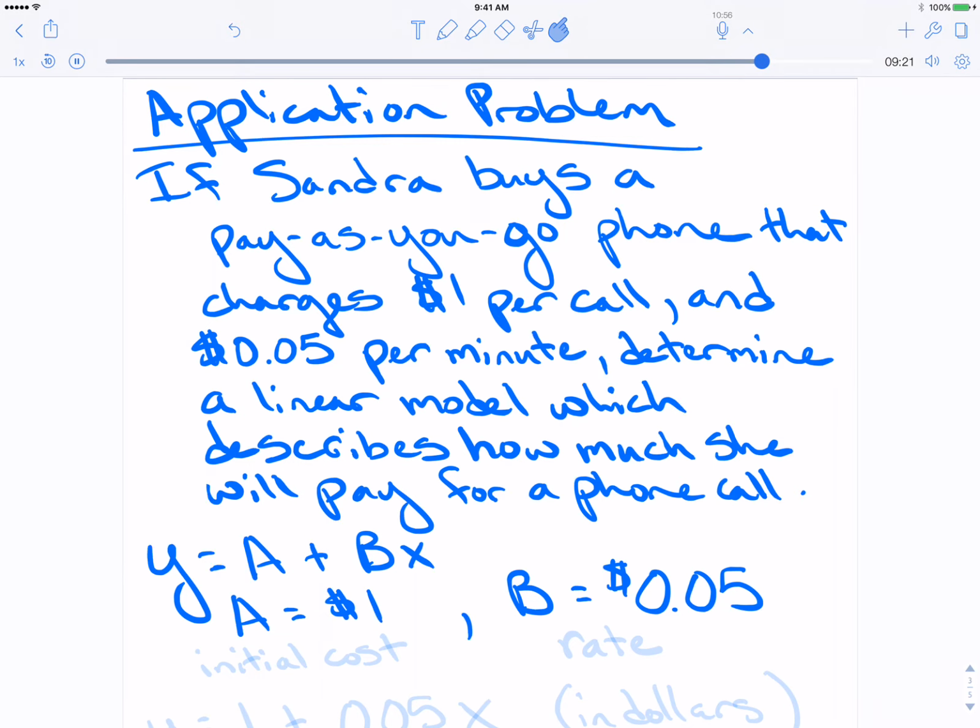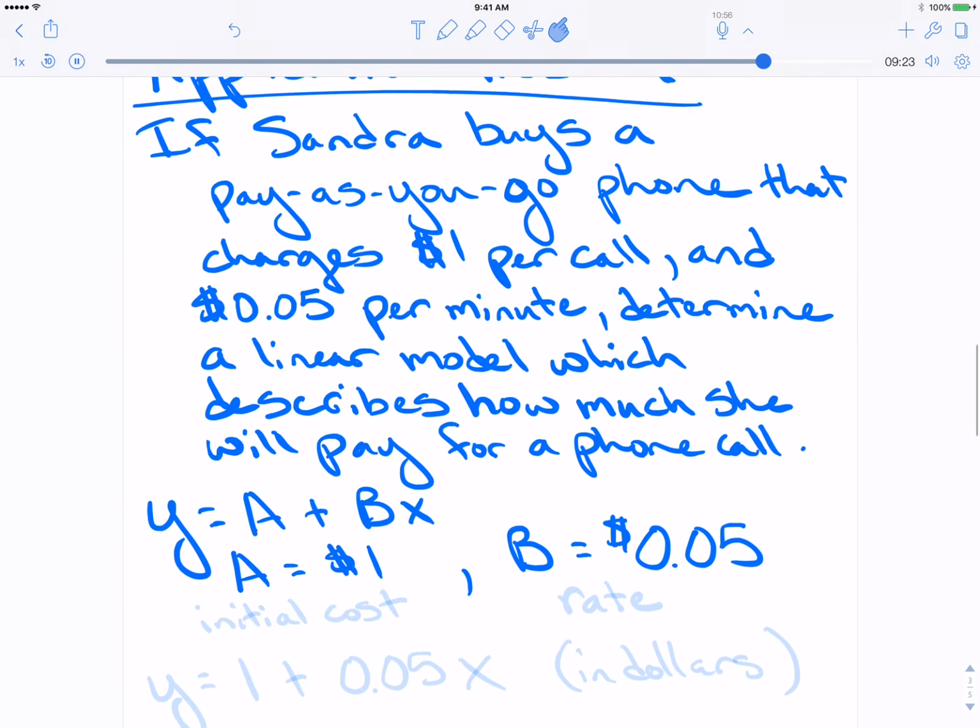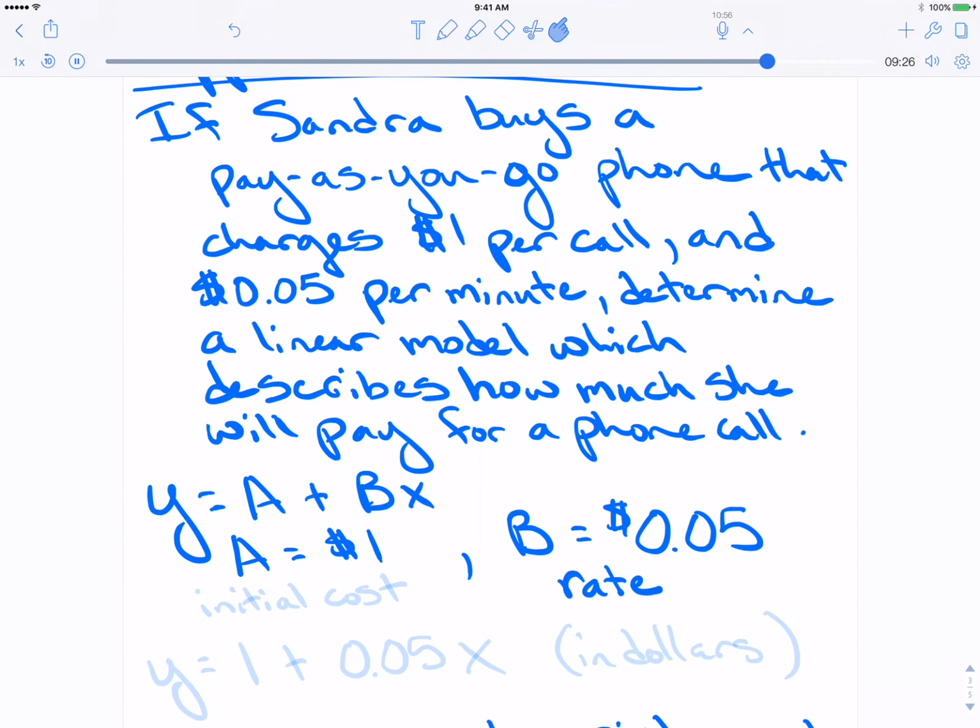So the linear model in this case, so I'm going to write rate, and this is initial cost. Generally speaking, that coefficient in front of x we're going to talk about as a rate a lot of the time, because it's going to correspond to whatever value x is at the time. Alright, so if we were to write this, we would have y is then equal to 1 plus 0.05x, and the output we know will be in dollars.